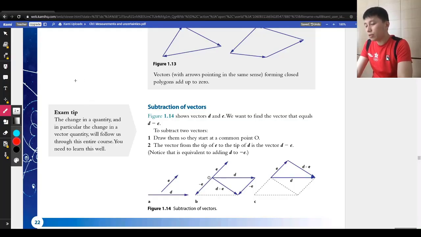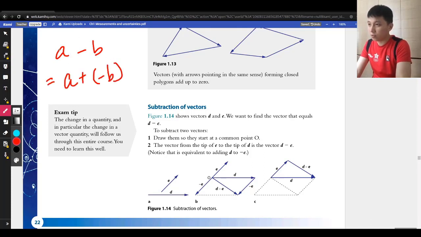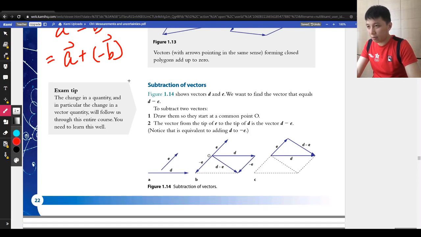Okay, subtraction. Subtraction is very simple if you understand addition. For example, if you have A minus B, then it will be the same as A plus the negative B. That should apply similarly in vectors also. So let's look at this example.